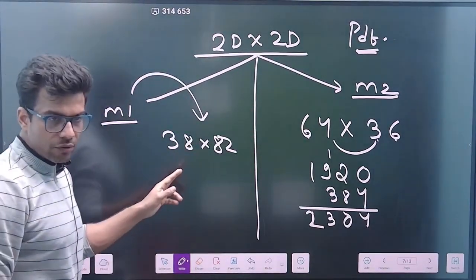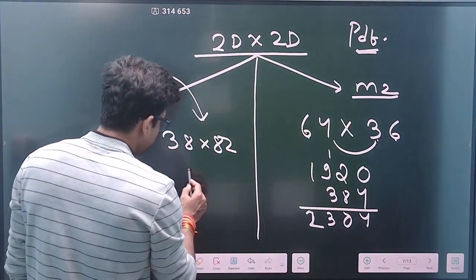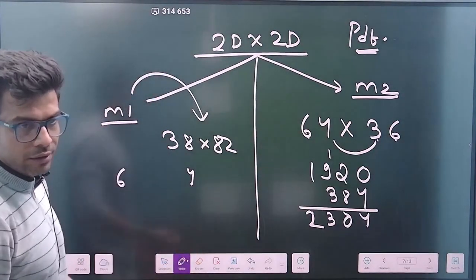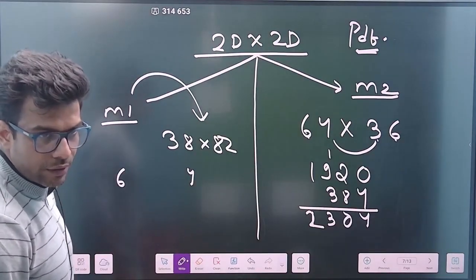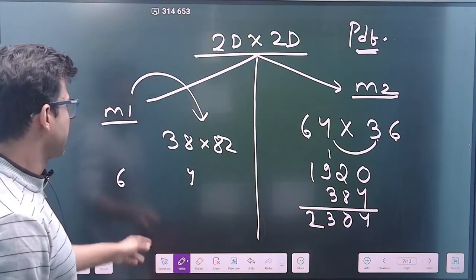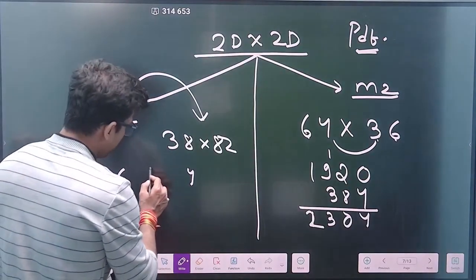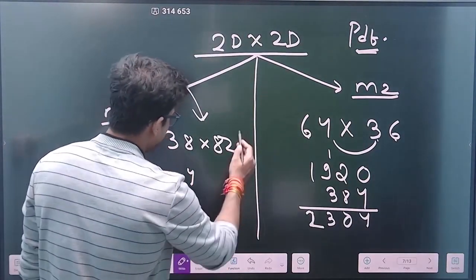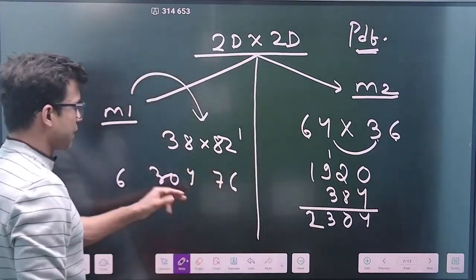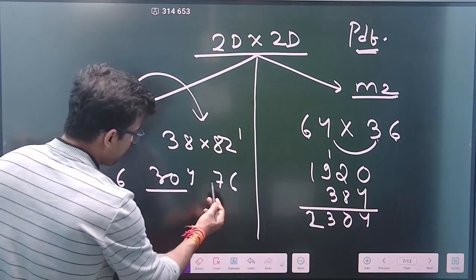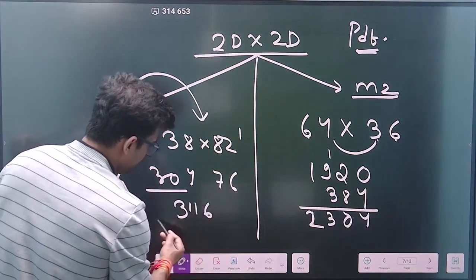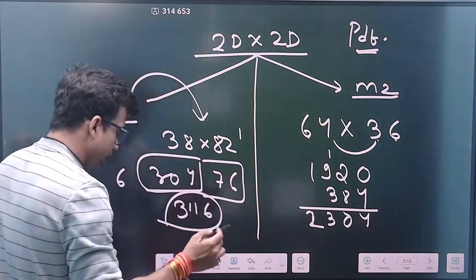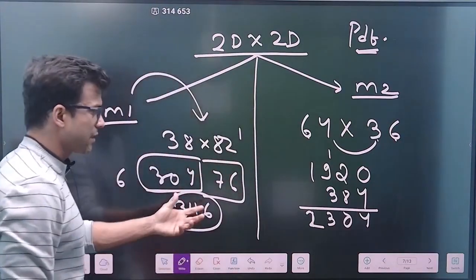8 8s are 64. Write down 4, 6 carry. Then 8 3s are 24, plus 6 becomes 30. Now 8 2s are 16. 6, 1 carry, and then 3 2s are 6, 6 and 1 is 7. Now 304 plus 7 is what? 3116 is my answer. This is the other method. Whichever method you like, you can just apply that.